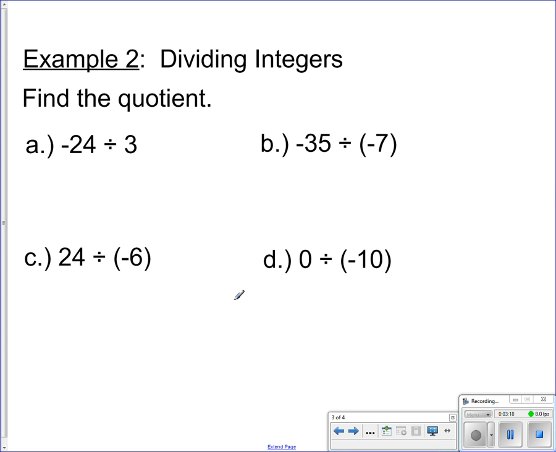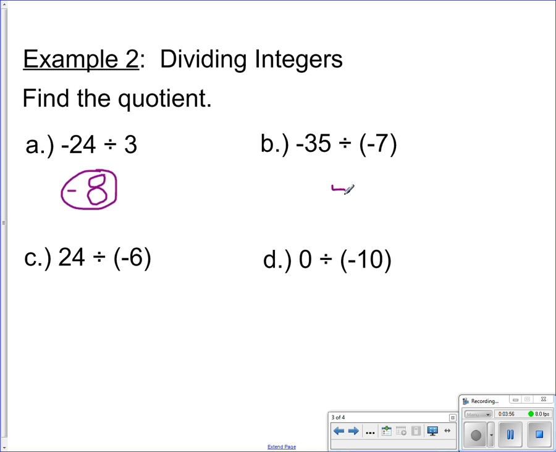Example 2, dividing integers here. Now we're going to find the quotient. Quotient is another word for dividing integers, the answer to a division problem. So I want to go over those, make sure we know what these words mean. Dividing, quotient, same thing. You're just going to divide the numbers, and then you're going to decide if it's positive or negative. So in the first example here, I have negative 24 divided by 3. Well, 24 divided by 3 is 8. I have one negative and one positive, different signs, so your answer is going to be negative 8. There's my final answer.